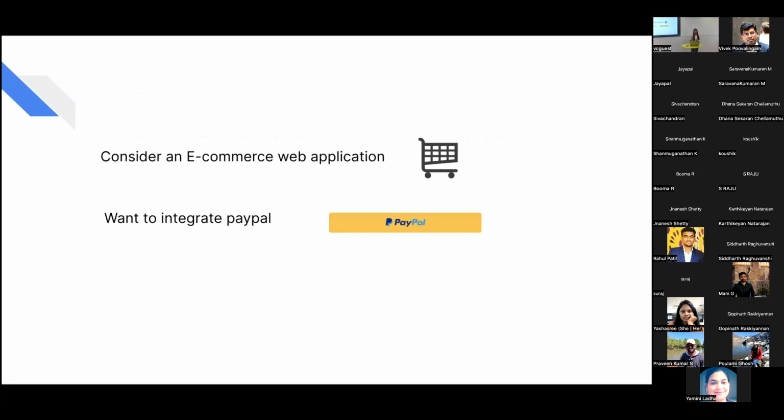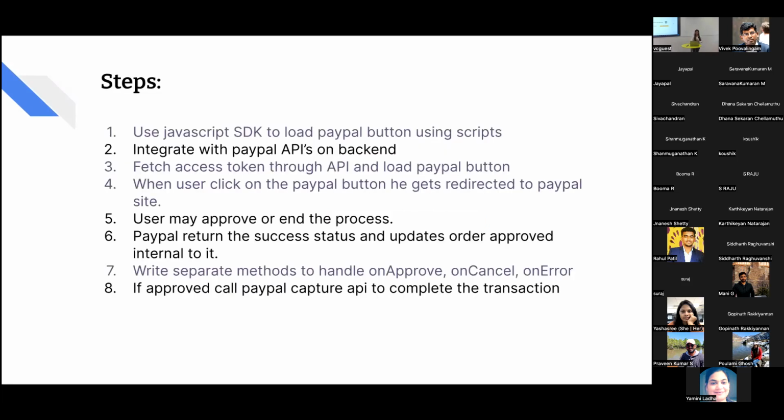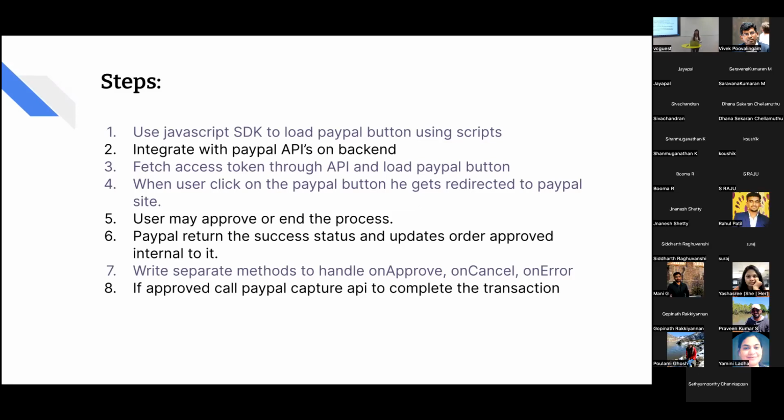Now we have two things in hand: one is the client ID and another is the access token. With that, we'll be able to load the PayPal button. That is the third point: fetch the access token through the API and load the PayPal button. I think three steps are complete, right? Now the user will be shown that button. When the user clicks on the PayPal button, they get redirected to the PayPal site.